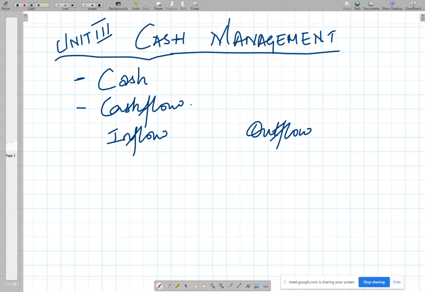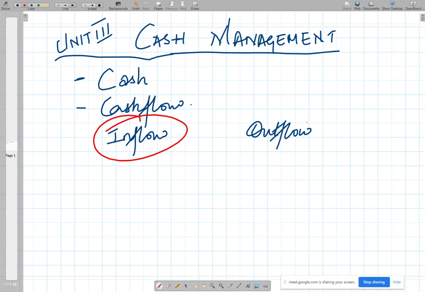Fine. So what does this mean? Whenever cash comes into the business, in any form, maybe it is brought in the form of capital by the owner himself, maybe you have taken a loan from some bank and brought cash into the business, that is called a cash inflow.